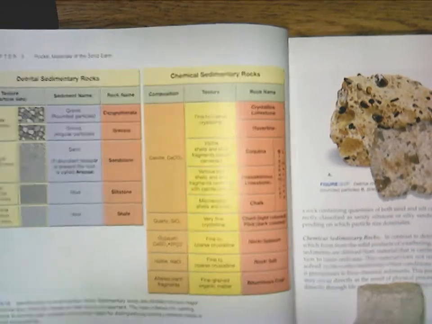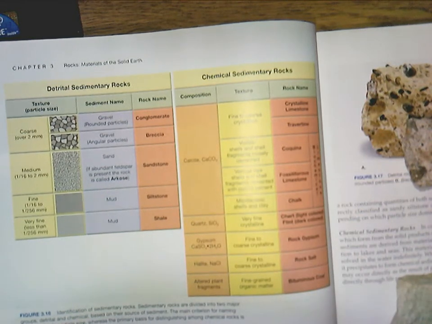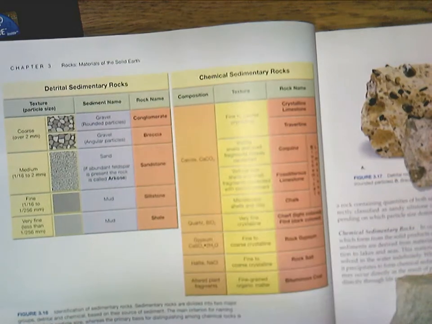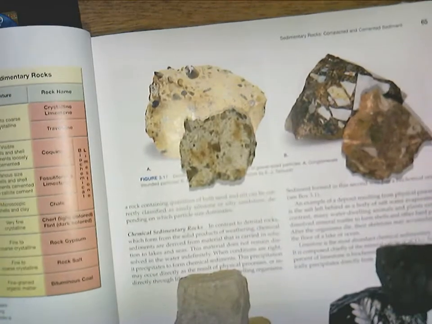So these were fragments of rocks that then re-cemented, solidified together, and compressed, and then we create new rocks. I'm going to start off by showing you conglomerate and breccia. These are pictures in the textbook, and I actually happen to have samples right here.